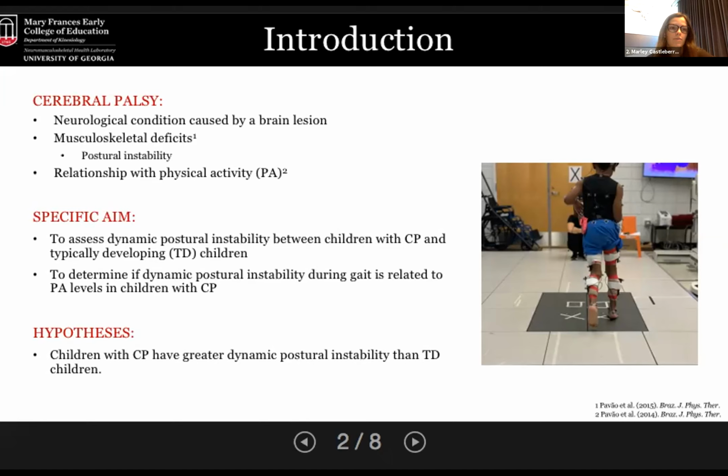Therefore, the specific aim of this study was to assess dynamic postural instability between children with cerebral palsy and typically developing children, and also to determine if dynamic postural instability during gait is related to physical activity levels in children with cerebral palsy. Our hypothesis is that children with cerebral palsy will have greater dynamic postural instability than typically developing children.